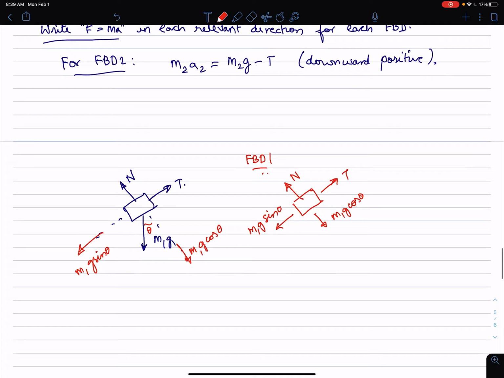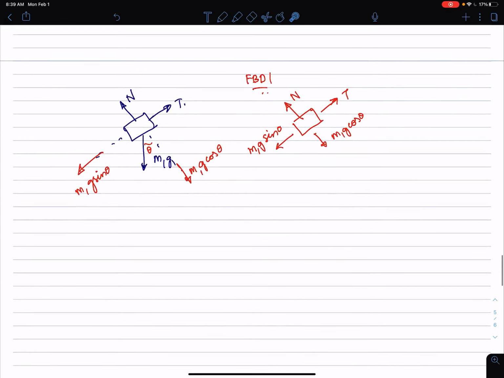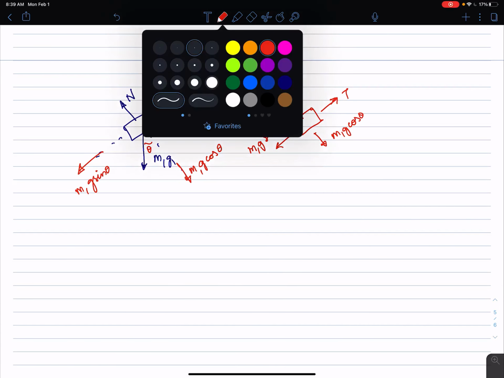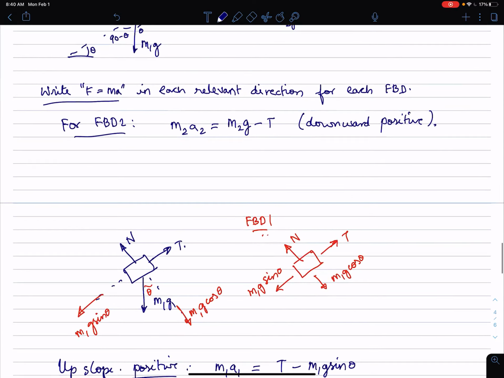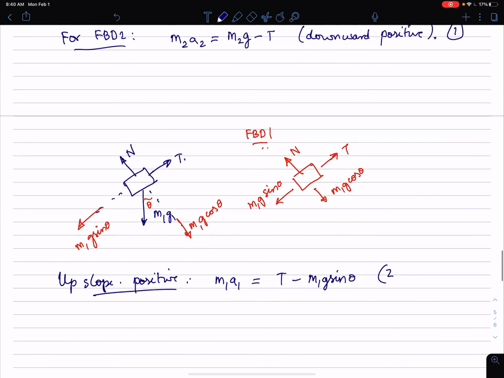Now we can write F equals ma up the slope and perpendicular to the slope. Okay, so up slope positive. So we are saying upslope is positive because that's your A1 sign convention, M1 A1 equals T, because T is up the slope, that shows up here, minus M1G sine theta. That's it. That's equation number 2, where this is equation number 1, this is equation number 2.